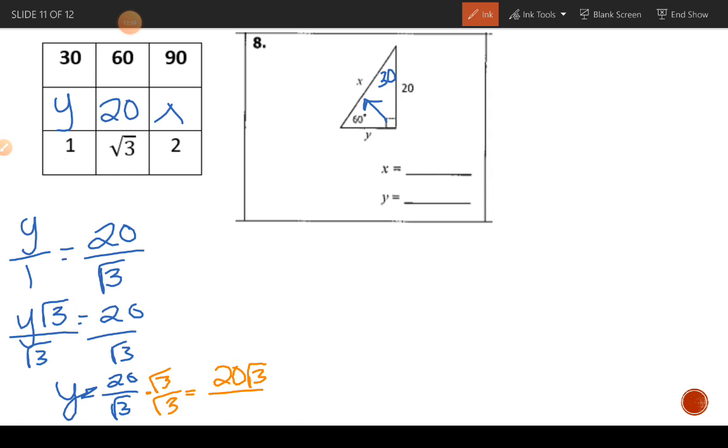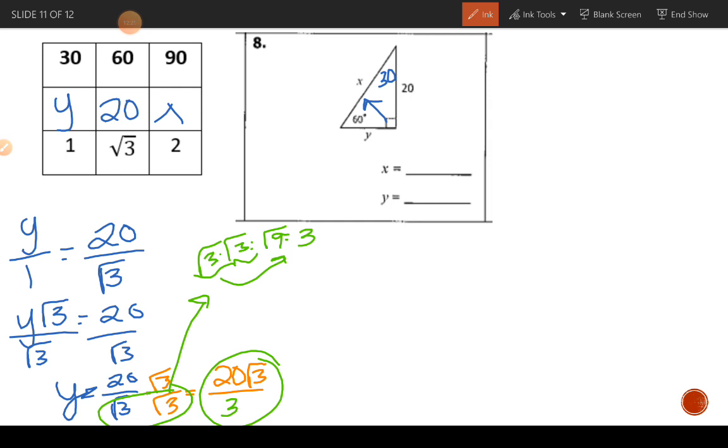Just recall, I'm going to do a quick thing up here. Remember, radical 3 times radical 3 is radical 9, which the square root of 9 is just 3. So ultimately the radicals cancel, and I get 3 in the denominator. And then 20 divided by 3 is not a nice number, so we're going to leave it as that. So y is going to be 20 radical 3 over 3. Let's go ahead and do x.